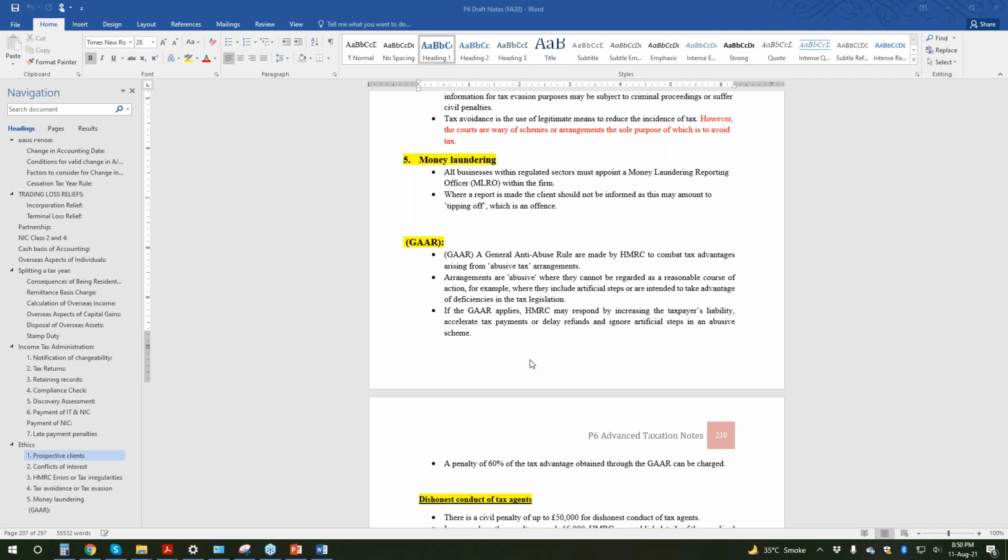And what they will do is they will identify what advantage you should have received in the absence of the trick, and any other advantage or any excess advantage you have obtained, you not only have to pay that advantage back to HMRC, but they will also impose severe penalties.